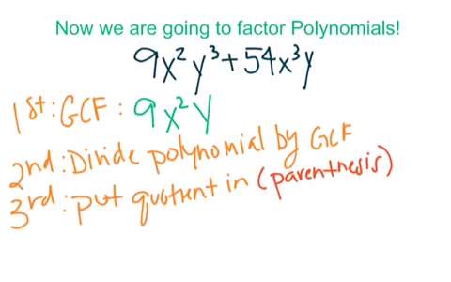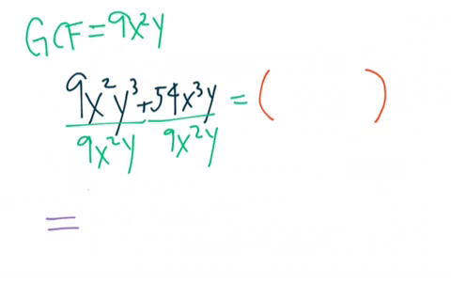Now we're going to factor polynomials. The first step is to find the GCF. The GCF of this particular binomial is 9x squared y. Then you're going to divide each term of the original polynomial by the GCF, and put your answer in the form of two products. So it's going to look like this. My GCF up there was 9x squared y.